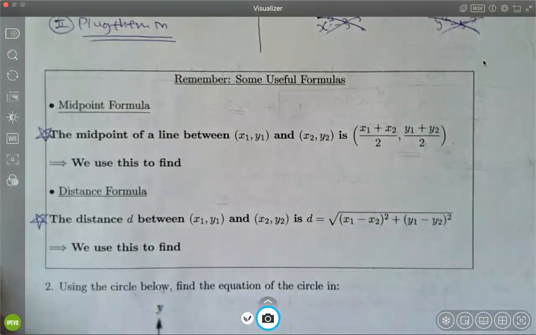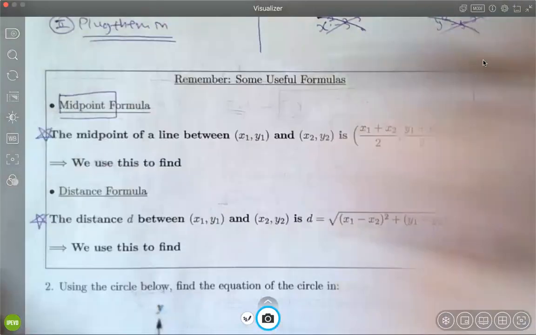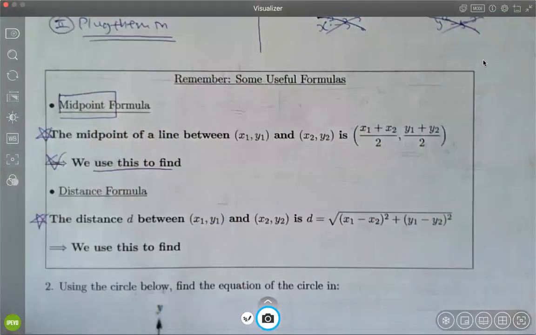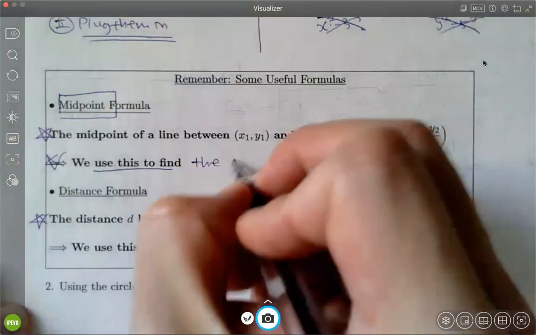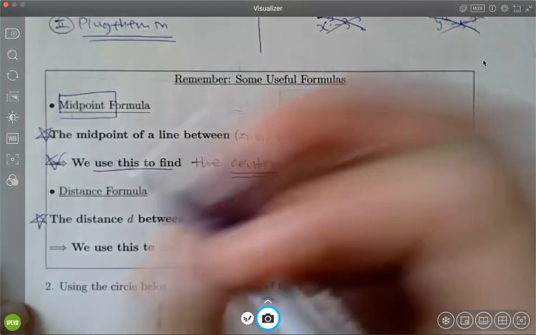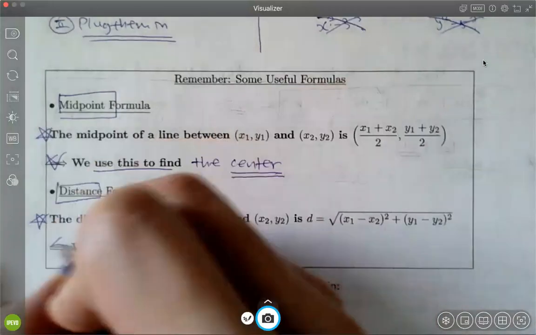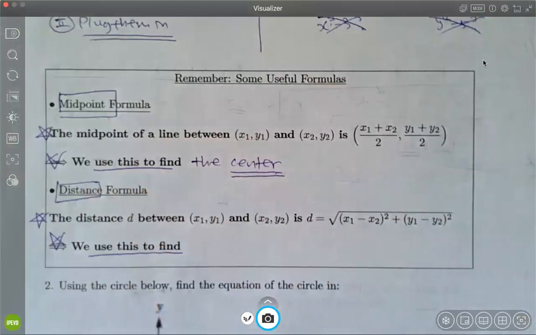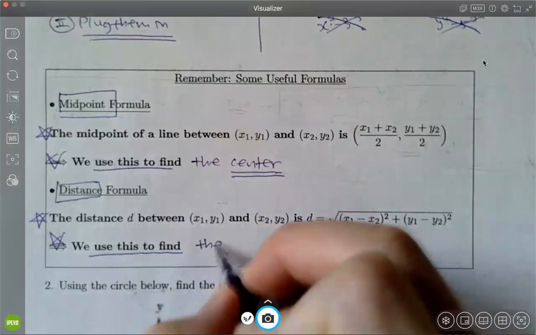We will use this midpoint formula to find what? There is a special point for any circle, which is what? The center, yes. And now what about the distance? There is a special distance for any circle, and what's that distance called? The radius, yes.